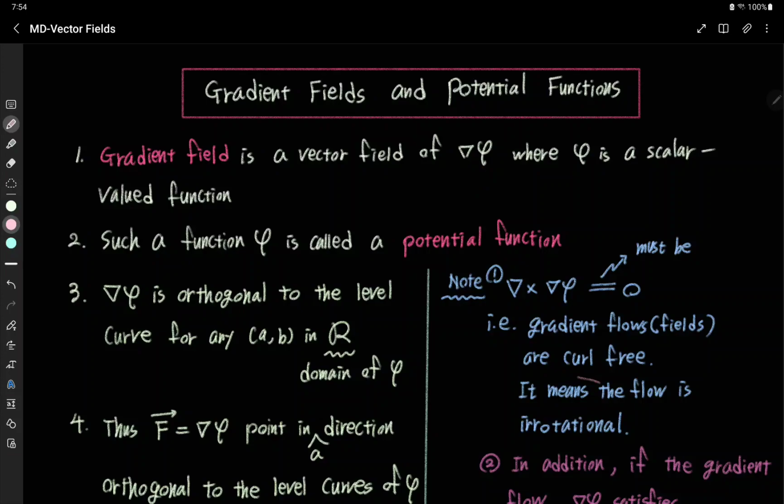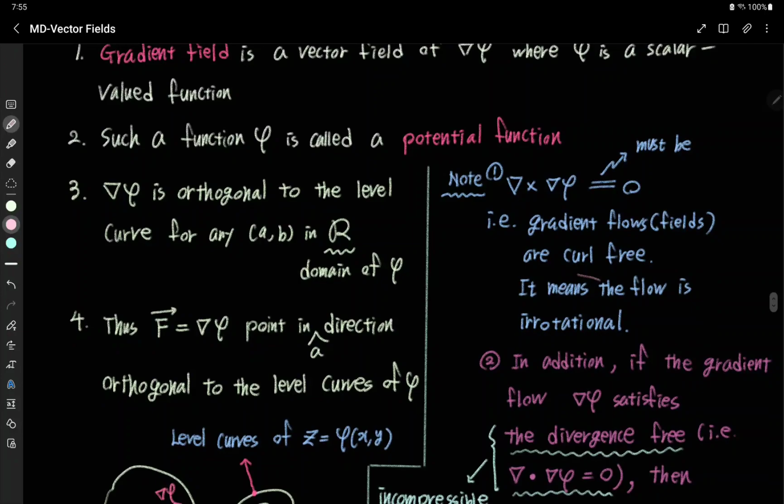Such a function psi is called a potential function, and the gradient of psi is orthogonal to the level curve for any point in the domain of psi. Which means that the gradient of psi is orthogonal to the tangent vector of the level curve at any point. Thus the gradient field points in a direction orthogonal to the level curves of psi.